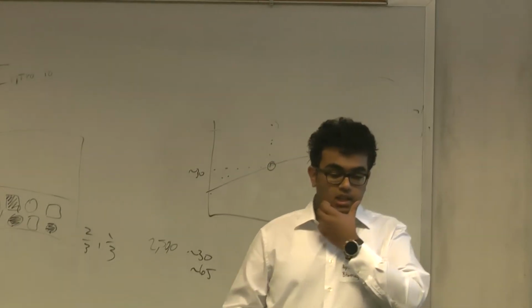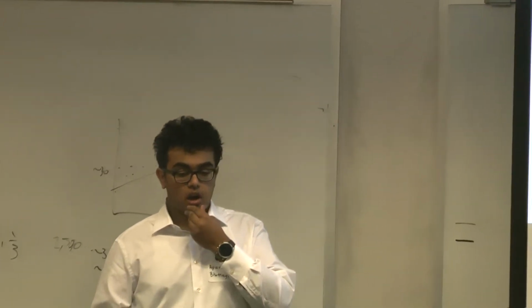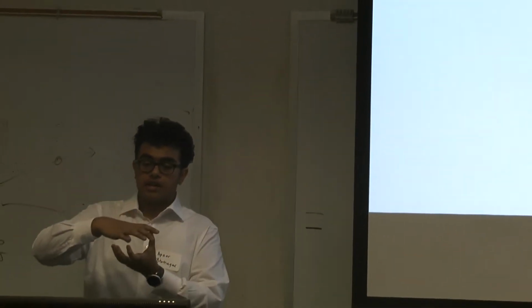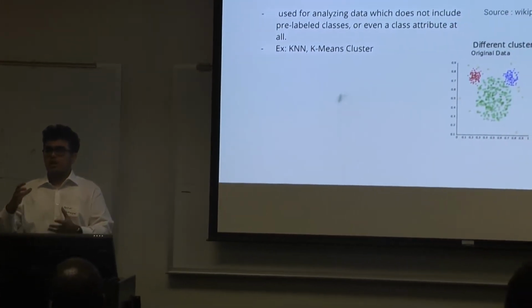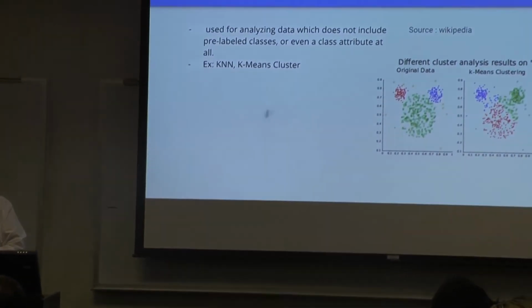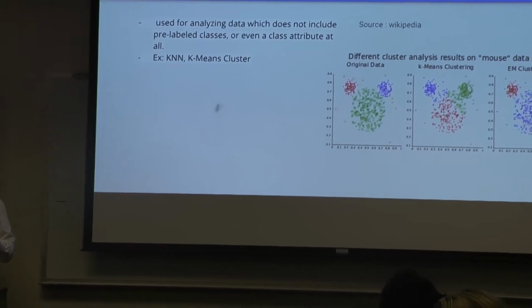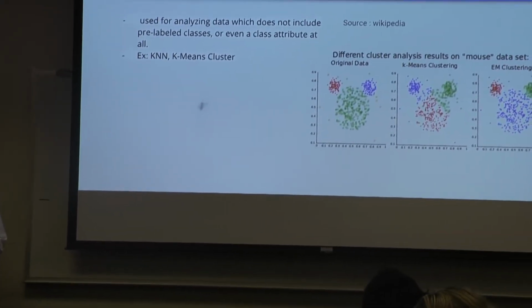All right, so next is clustering. Clustering is kind of like classification, where we're grouping our data based on where they are on the graph, right? So that goes back to our k-nearest neighbor algorithm and our k-means cluster.